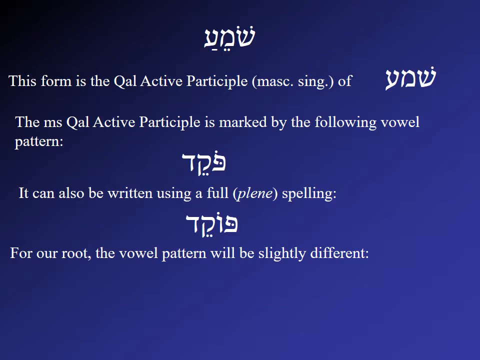For our root, shin, mem, ayin, the vowel pattern is slightly different. For shema, the qal active participle will be shomea. Here we see a patach. This is what is called a furtive patach, and it shows up because gutturals prefer a patach-rich environment. So shomei is uncomfortable for the ayin, so it transitions, it sticks in a little patach there, shomea.